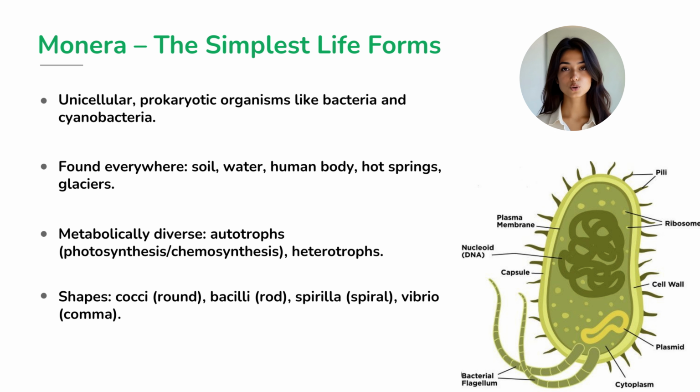They're everywhere: soil, oceans, your skin, even inside your gut. Some thrive in boiling springs, others in frozen lakes. Despite their tiny size, their metabolic diversity is unmatched. Bacteria can be autotrophic, making their own food through photosynthesis or chemosynthesis, or heterotrophic, relying on organic matter or hosts. They also vary by shape: coccus, spherical; bacilli, rod-shaped; spirilla, spiral; and vibrio, comma-shaped. This diversity is why Monera is considered the root of all life.